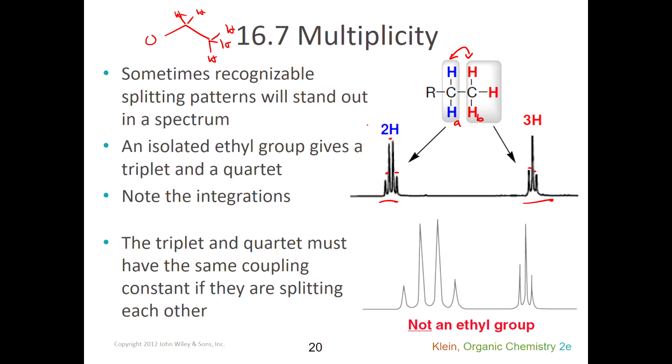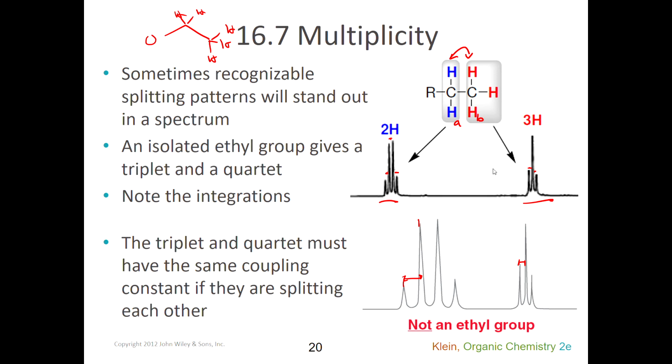I do have to recognize, though, that they have to have the same coupling constant if they're both splitting one another. So if I see a triplet over here that has a small distance between the peaks, a small coupling constant, and a quartet somewhere else that has a clearly larger distance between the peaks, a larger coupling constant than that one, that means they're not splitting one another. This quartet results from being split by some other hydrogen in the structure, and this triplet results from some splitting somewhere, but they're not splitting one another, so they're not adjacent carbons. Otherwise, they would have to split with the same coupling constant, and the distance between the peaks would be the same for both of them.